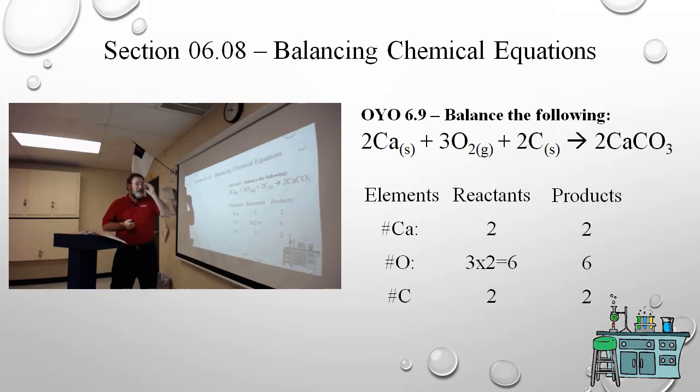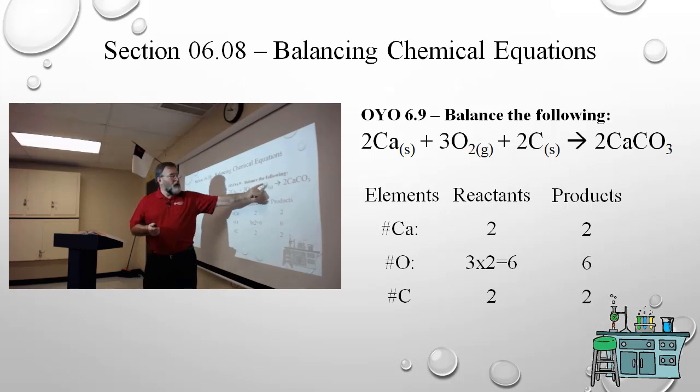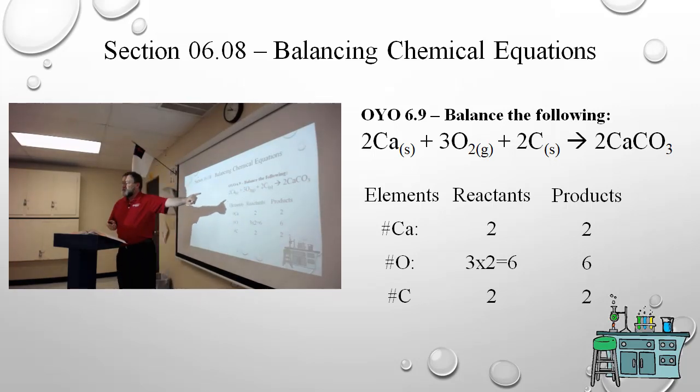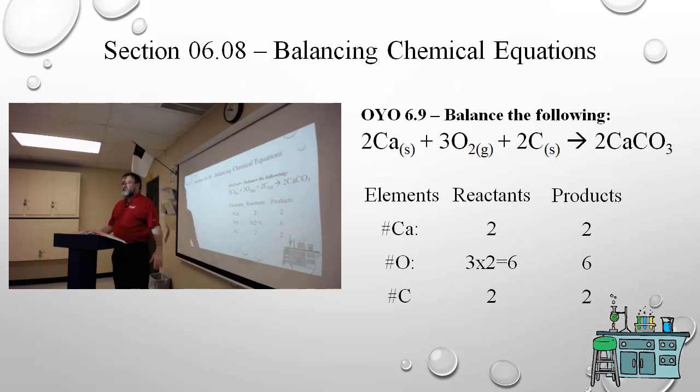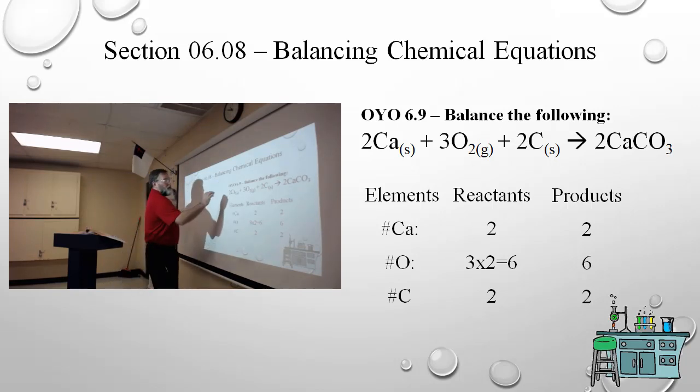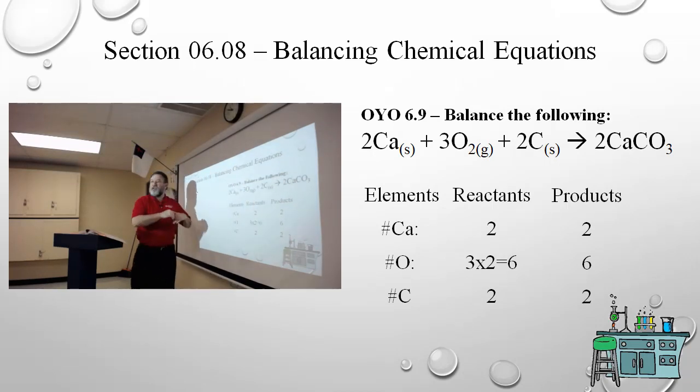It's saying that if I have 2 molecules of solid calcium and I react it with 3 molecules of gaseous oxygen and 2 atoms of carbon, it will produce 2 calcium carbonate molecules with nothing left over. Okay? It will also produce this in any multiple of that. So 4 reacted with 6 and 4 will produce 4. It's just a double batch.